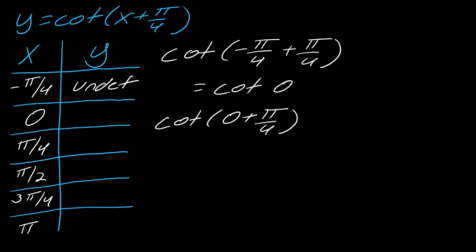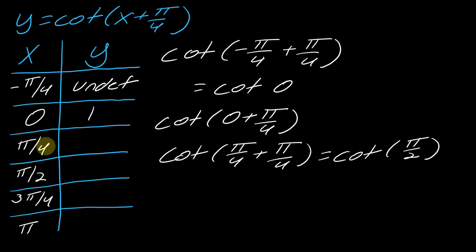Then I plug in 0. And so this will just be cotangent of pi over 4, and that equals 1. I talked about that all in the last video, so I'm just kind of grazing over that now. If I have cotangent of pi over 4 plus pi over 4, that's going to give me cotangent of pi over 2.